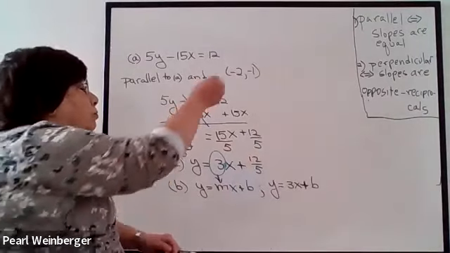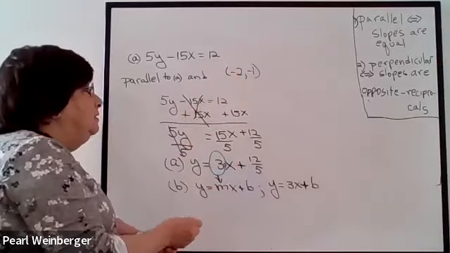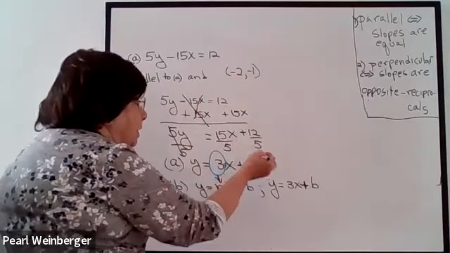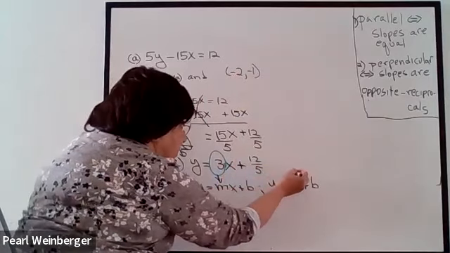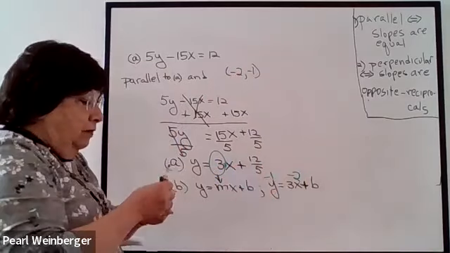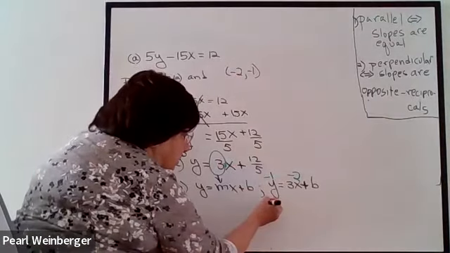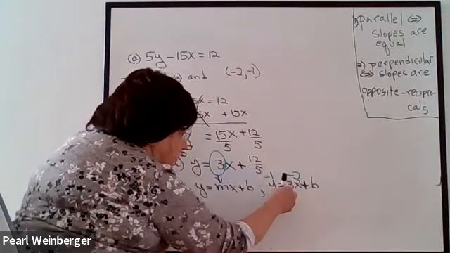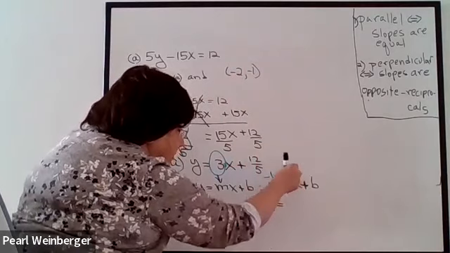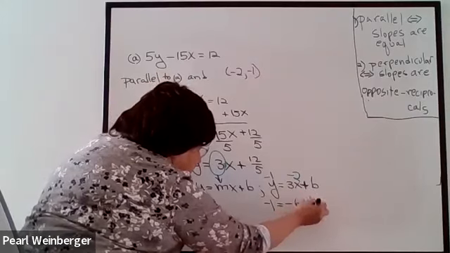But they gave me a clue to figure it out, because they say the point that's on this line is (-2, -1), which means, like we did before, where we have the x, we're going to put a -2, and where we have the y, we're going to put a -1. And from there, figure out the b. So this becomes -1 equals 3 times -2. Remember, this is 3x, so 3 times the x. 3 times -2 is -6 plus b.